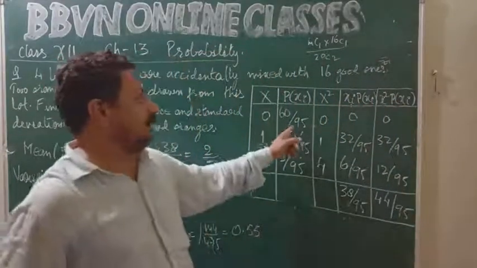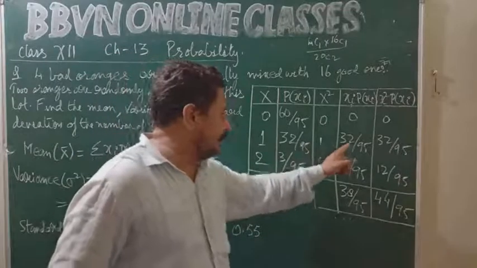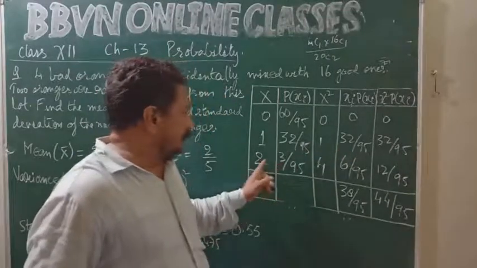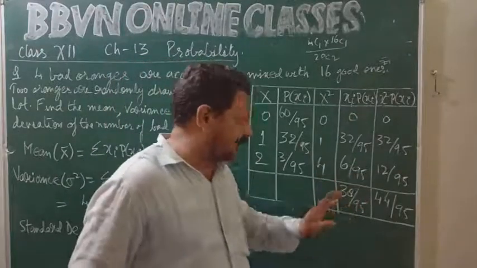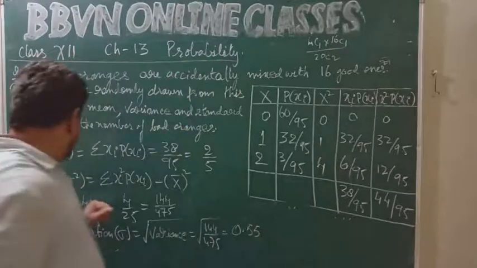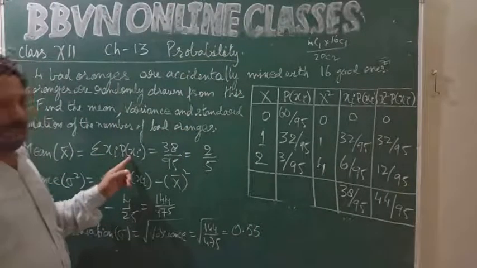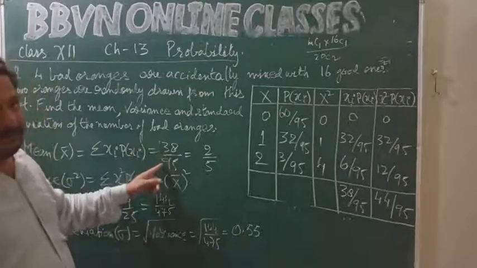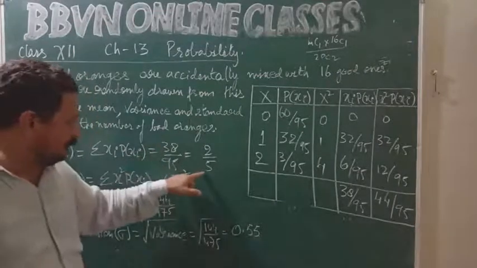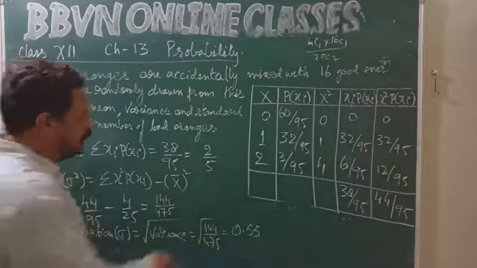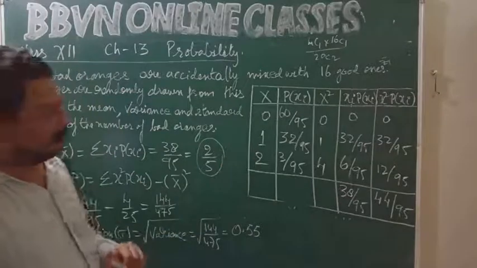0 into 60 upon 95 is 0. 1 into 32 upon 95 is 32 upon 95. Okay. Now 2 into 3 upon 95 is 6 upon 95. इनका summation 38 upon 95. So what is mean? x bar, sigma xi into P of xi, that is 38 upon 95. 19 goes 2 times in 38 and 19 goes 5 times in 95. 2 upon 5. This is the mean of the given probability distribution.